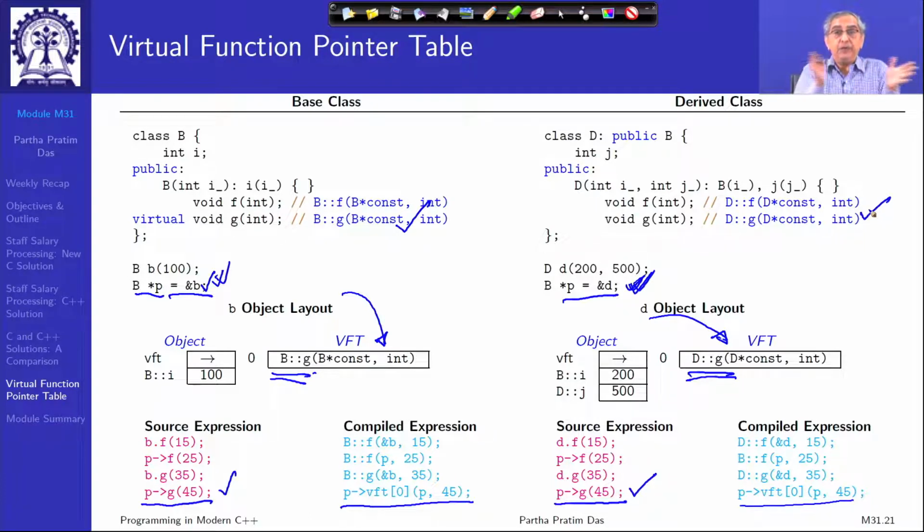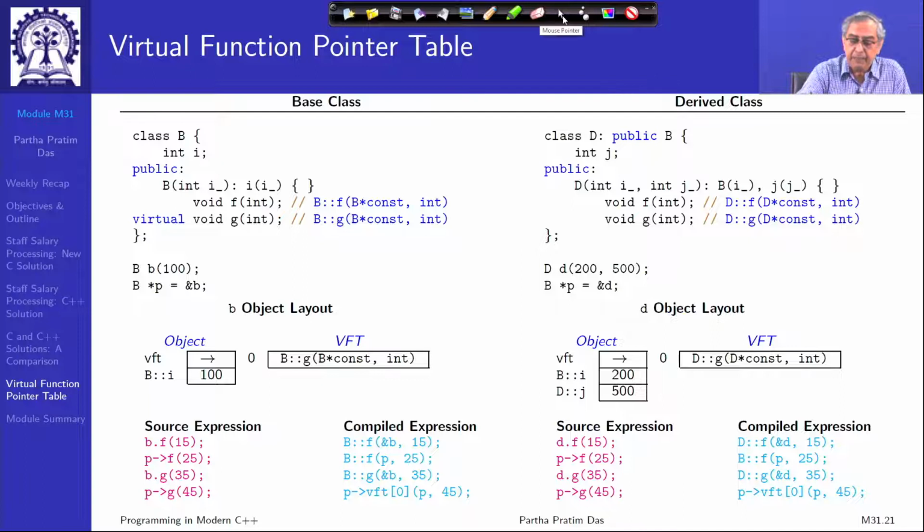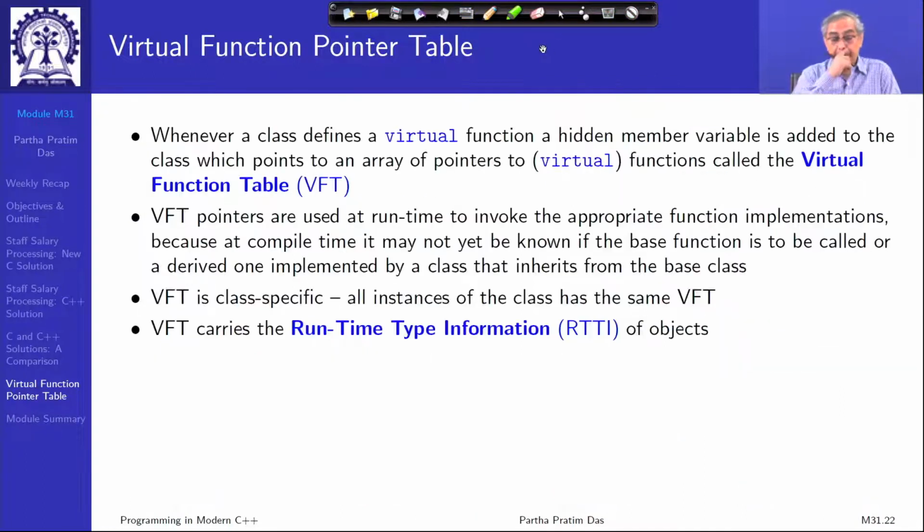So, that is how polymorphic dispatch happens, based on the runtime type, based on the runtime object you are actually pointing to. This is a very simple scheme, but a very effective one. Whenever a class defines a virtual function, a hidden member variable is added to the class, which points to the array of functions, which is the virtual function pointer table. VFT pointers are used at runtime to invoke the appropriate function implementation.